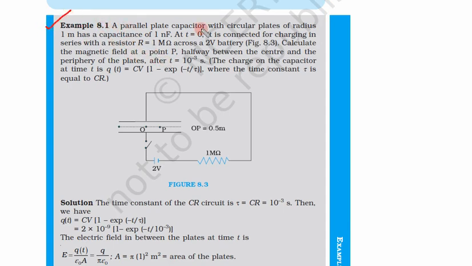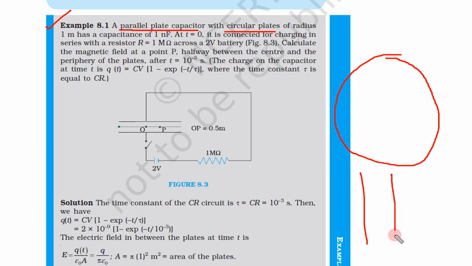A parallel plate capacitor with circular plates. So this is a capacitor with parallel plates, and the plates are circular, and when we see it from the side, the plates are parallel. So here it is shown. Now what is the radius of this circular plate? It is 1 meter. So it is a very large capacitor.